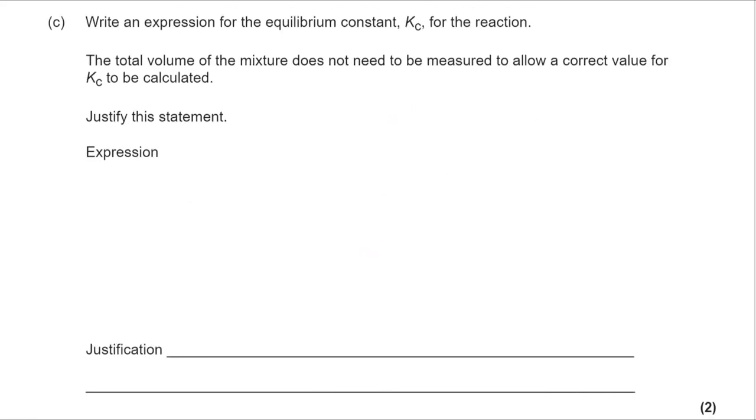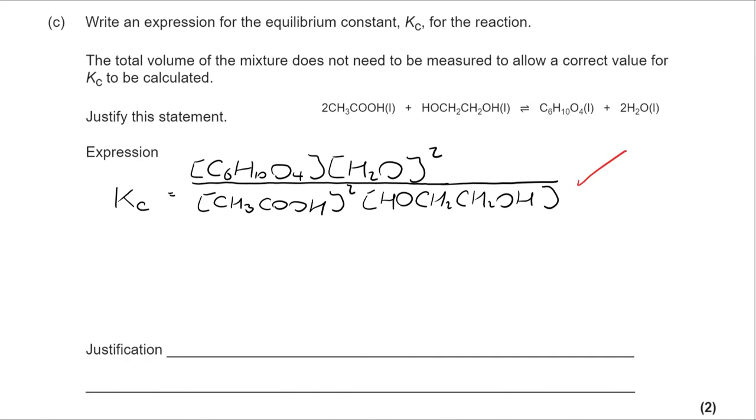Moving on to part C, and we're writing out the expression. Now, this again requires the equation. I'm going to include the equation here again so we can see it, but at the heart of this, you've simply got to remember that Kc is concentration of products over reactants. And the powers come from the balancing of the equation, hence H2O squared from the 2H2O and CH3COOH squared from the 2CH3COOH.